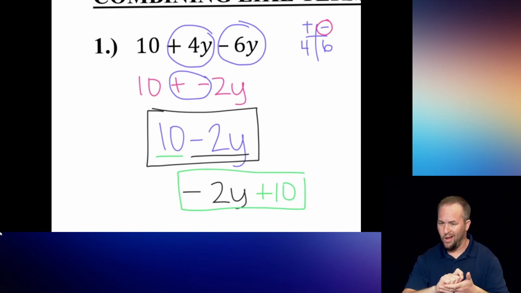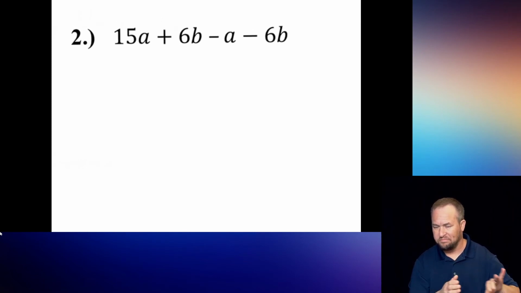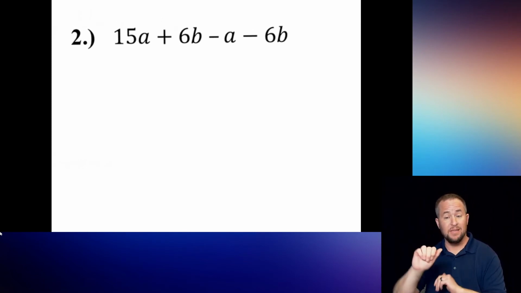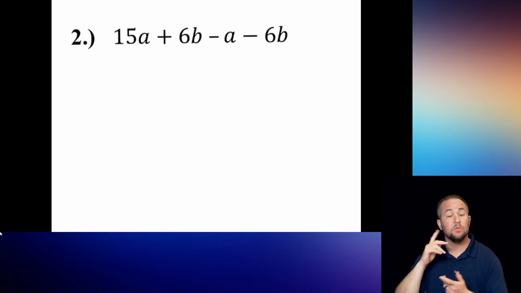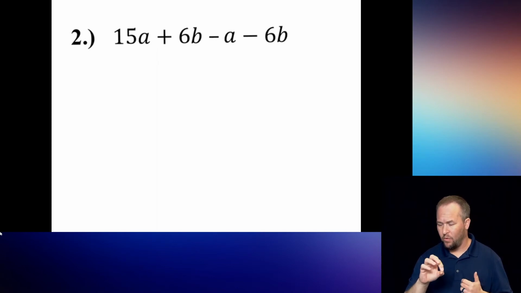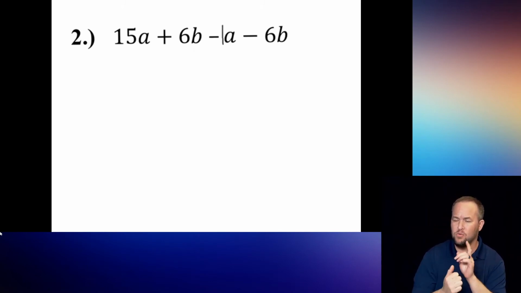All right, let's go ahead and move on to the next example. Number 2, I have 15a plus 6b minus a and then minus 6b. So the first thing I always look for is to make sure that every variable has a coefficient. So the first one, 15a plus 6b minus a. Because I just have that a, I know that that's the same thing as minus 1a. So I went ahead and just put that in there.